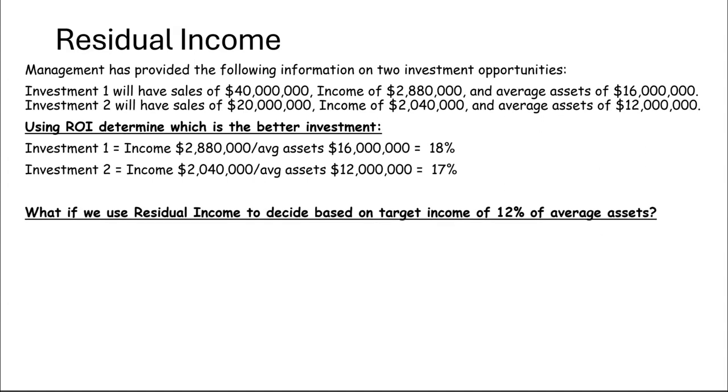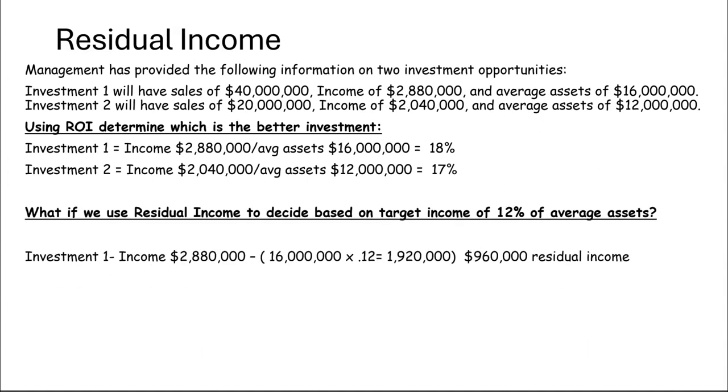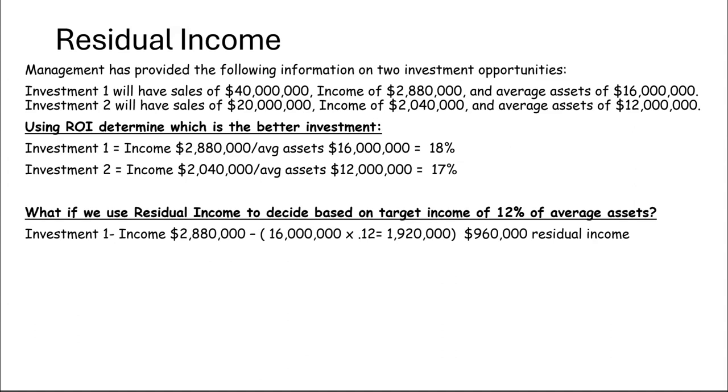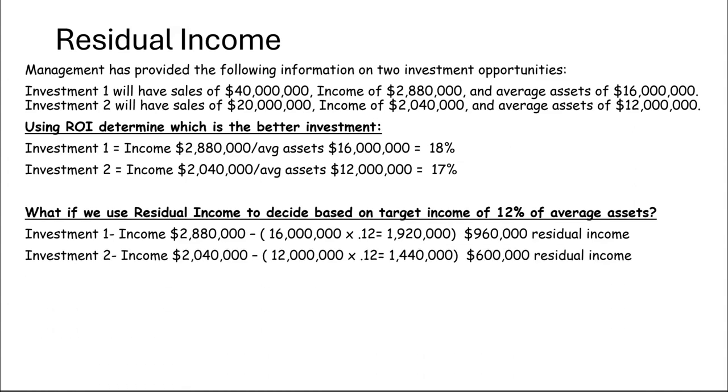So, what if the targeted rate of return is 12%? Investment 1 has a residual income of $960,000. Investment 2 has $600,000. Oh, in this case, investment 1 wins. Although they both look like good investments as far as I'm concerned.